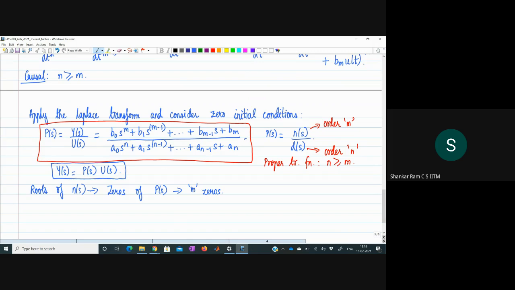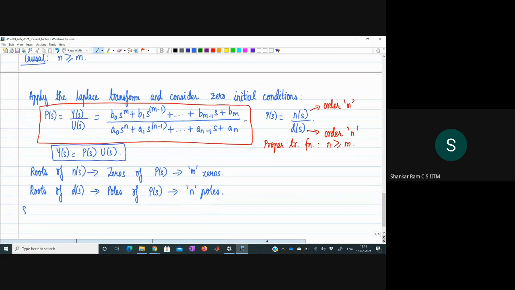And if you look at the roots of d of s, they are called the poles of the transfer function, right? So these are the poles of p of s, and there are n poles. All right. So these are some terms which all of us are aware of, and we have also studied some standard inputs and the corresponding output, the response function, right?